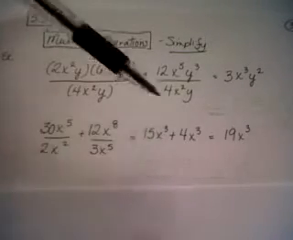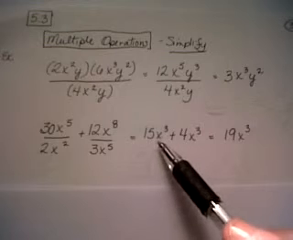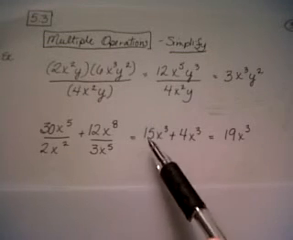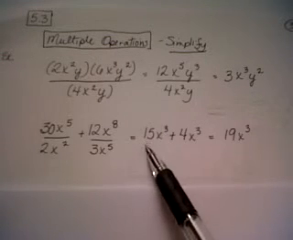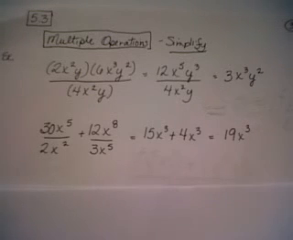Now I'm going to look at this and say, can I simplify this any further? And the answer is yes. I have like terms here. These are both x cubed, and I'm adding them, so when I add them, I just add the coefficients. So I have 15x cubed plus 4x cubed leaves me with a total of 19x cubed.